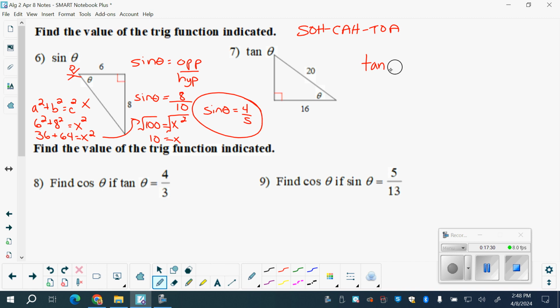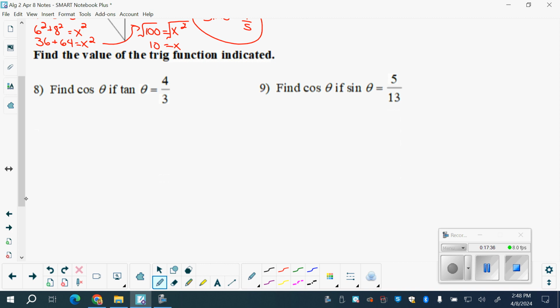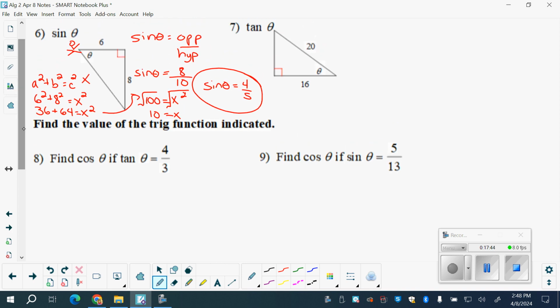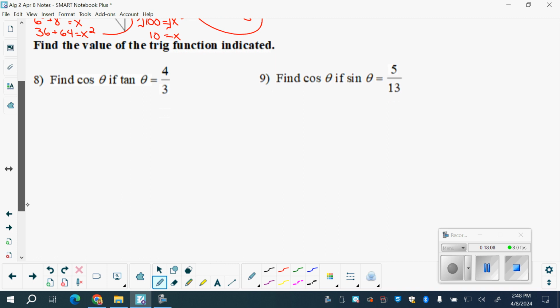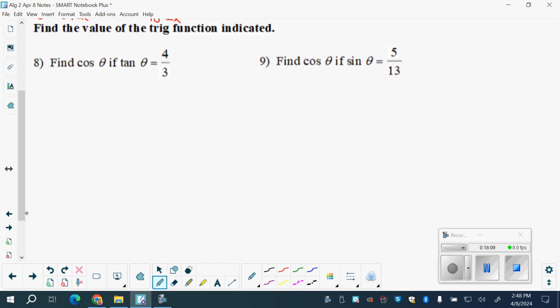You know what? I think I'm going to skip this one. Same idea on this one. I'm going to do 8 and 9. So on 8, is somebody still looking at that? Looking at that there? Okay. So on this one, it was opposite, so that's why it is across. Yeah, good question. So on number 8, we are finding cosine theta if tan theta is 4/3.